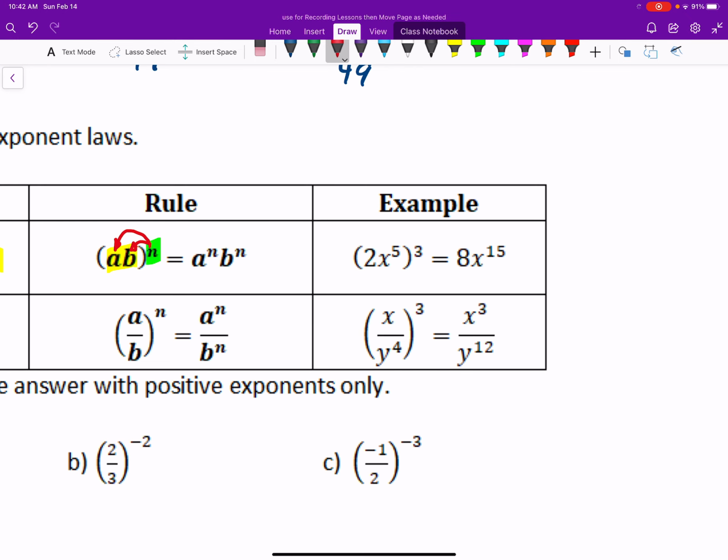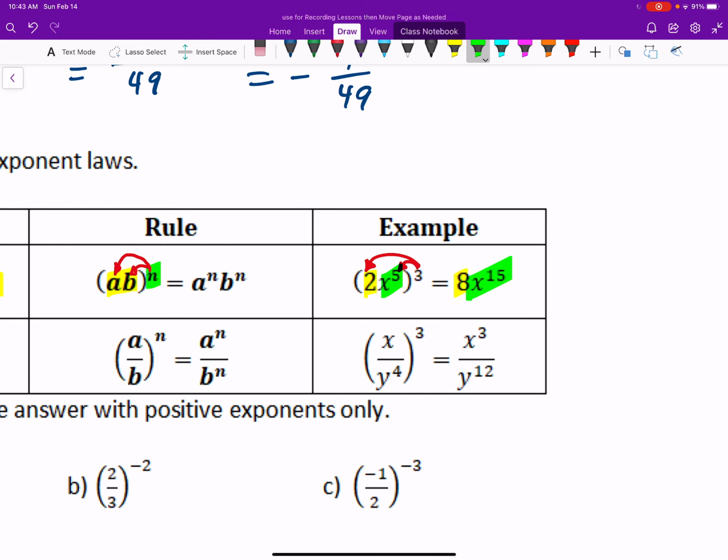To see it in practice, 2x to the 5, all raised to the exponent 3. I'm going to raise that 2 to the exponent 3 as well as that x to the 5, because there's two different parts. Maybe instead of doing it in one single highlighter color like I did here, I'll show the two different parts. So the 2 is one part and the x to the 5 is another part. They're each being raised to the exponent 3. 2 to the 3 is 8, which is where we got this from. And x to the 5 all raised to the 3, we know we multiply our exponents together.